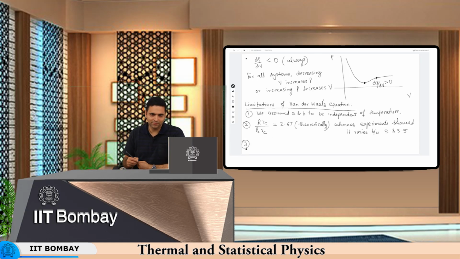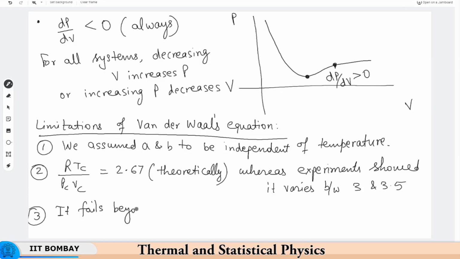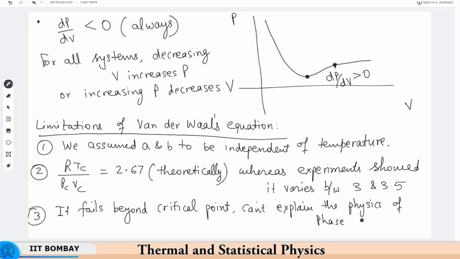And the third, the most severe limitation is that it fails beyond the critical point, and therefore cannot really predict phase transition, right? Can't explain the physics of phase transitions. Okay, so these are a few limitations.